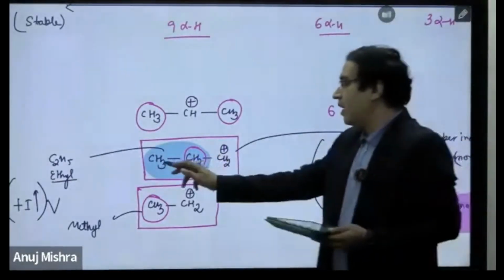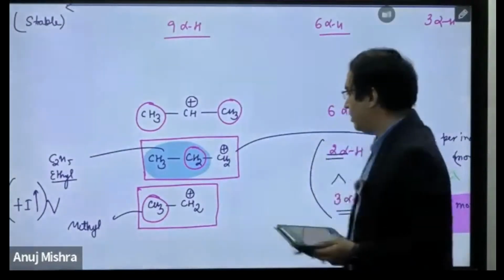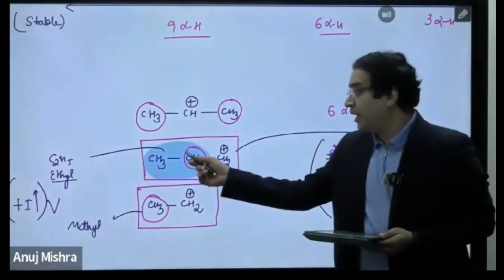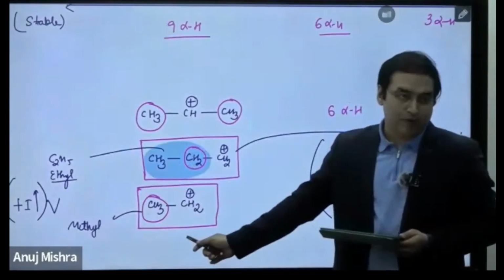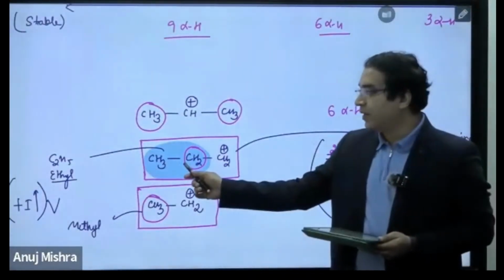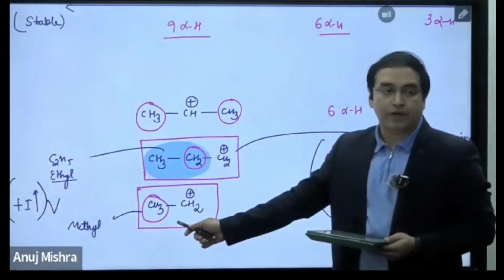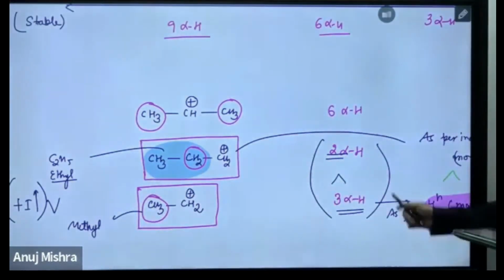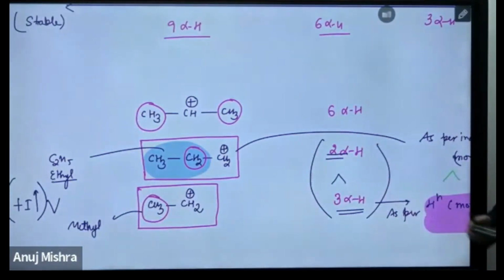Remember, this is ethyl group, but methyl becomes better. Normally, inductive effect will say ethyl is better. So this is a fight between inductive and hyperconjugation. Inductive says this is better. Hyperconjugation says this is better. Who's the winner? Hyperconjugation. So actually, this is better as compared to the previous. Is it okay? Please note on this example.